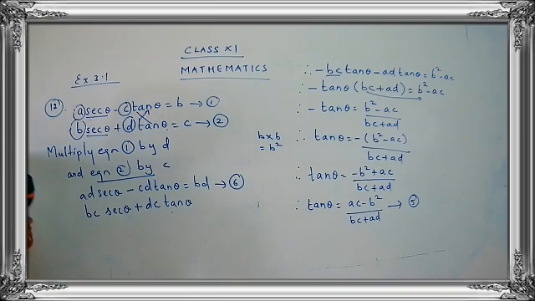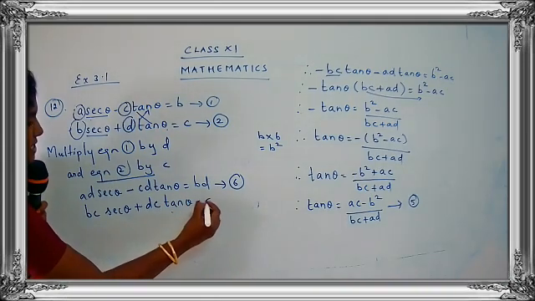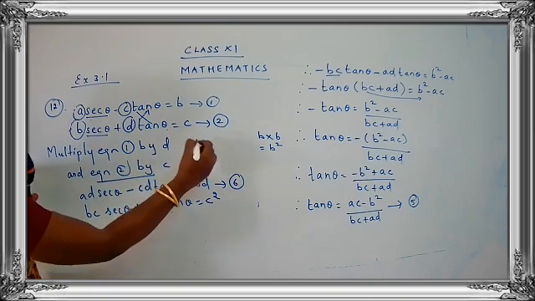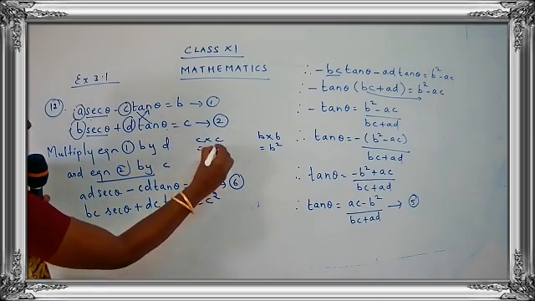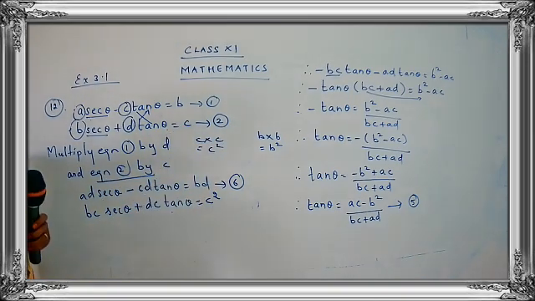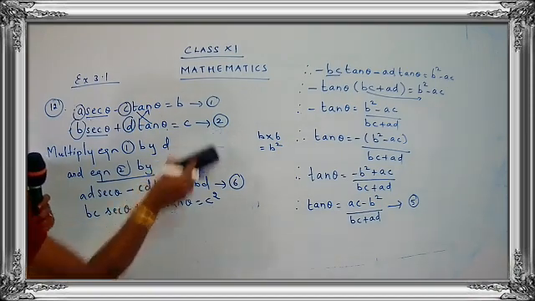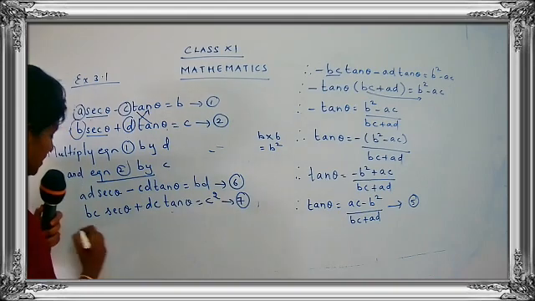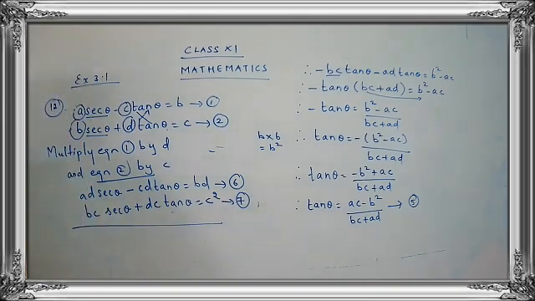So you get DC tan theta, and this is equal to C square, from equation 2 by C. So C into C is equal to C square. Getting my point, children? Okay. So we got two equations, number 6 and number 7. We are just going to simplify it further. Now just see here, children.